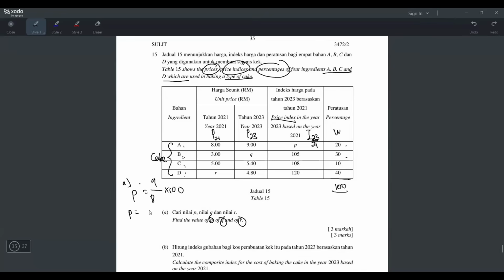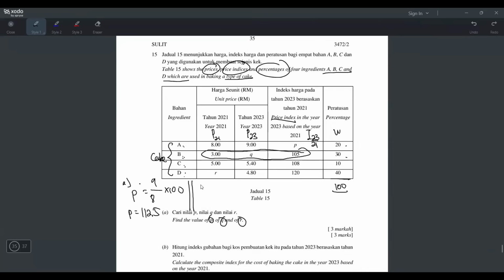But I would recommend writing, no need to write RM. Price index has no other unit. So 112.5, right? Okay, now we can find Q. So when we find Q, we will only look at this, right? We'll only look at these three things. So how to find Q?